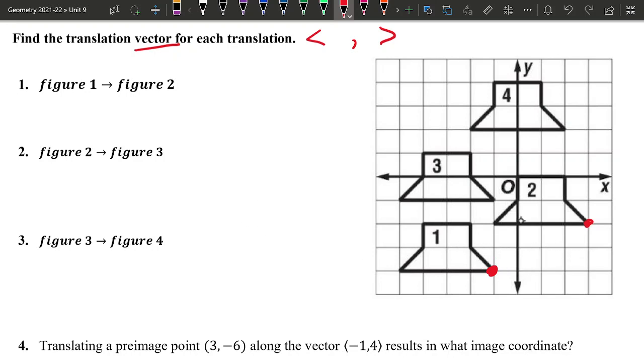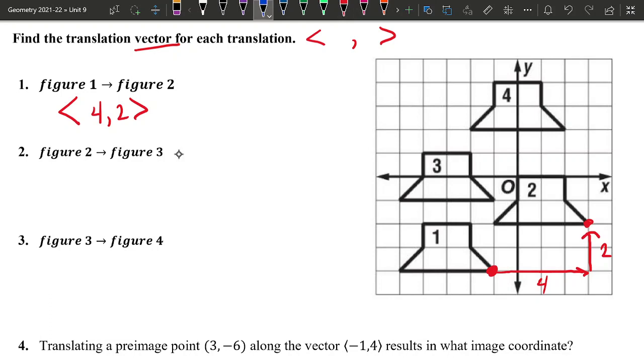And to get there, you have to go to the right, and then you have to go up. We're counting by ones. Those other graphs were a little weird because they were counting by twos. So 1, 2, 3, 4. That was 4 spaces to the right, so that's a positive 4. Up 2, so it's a positive 2. So the vector is 4, 2. That describes the translation that happened from figure 1 to figure 2.